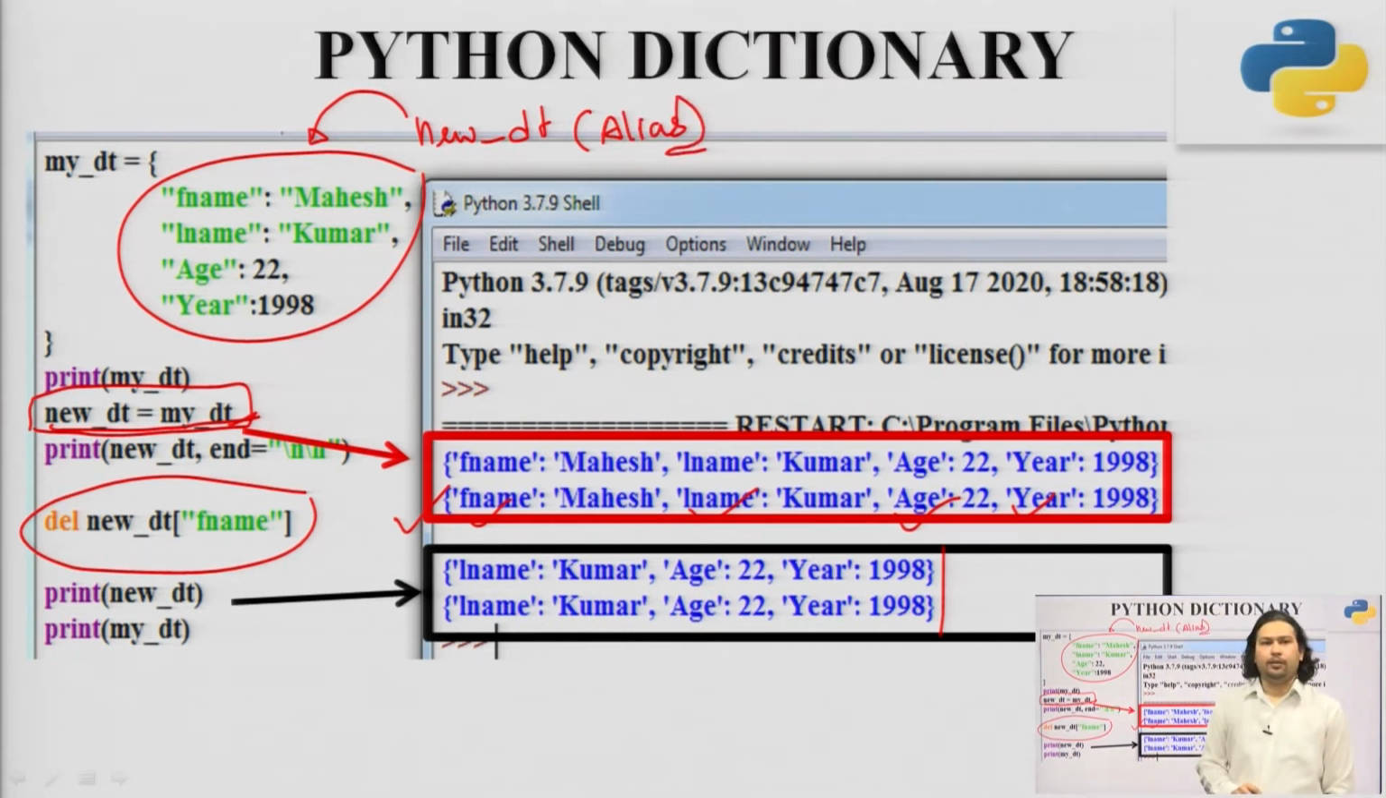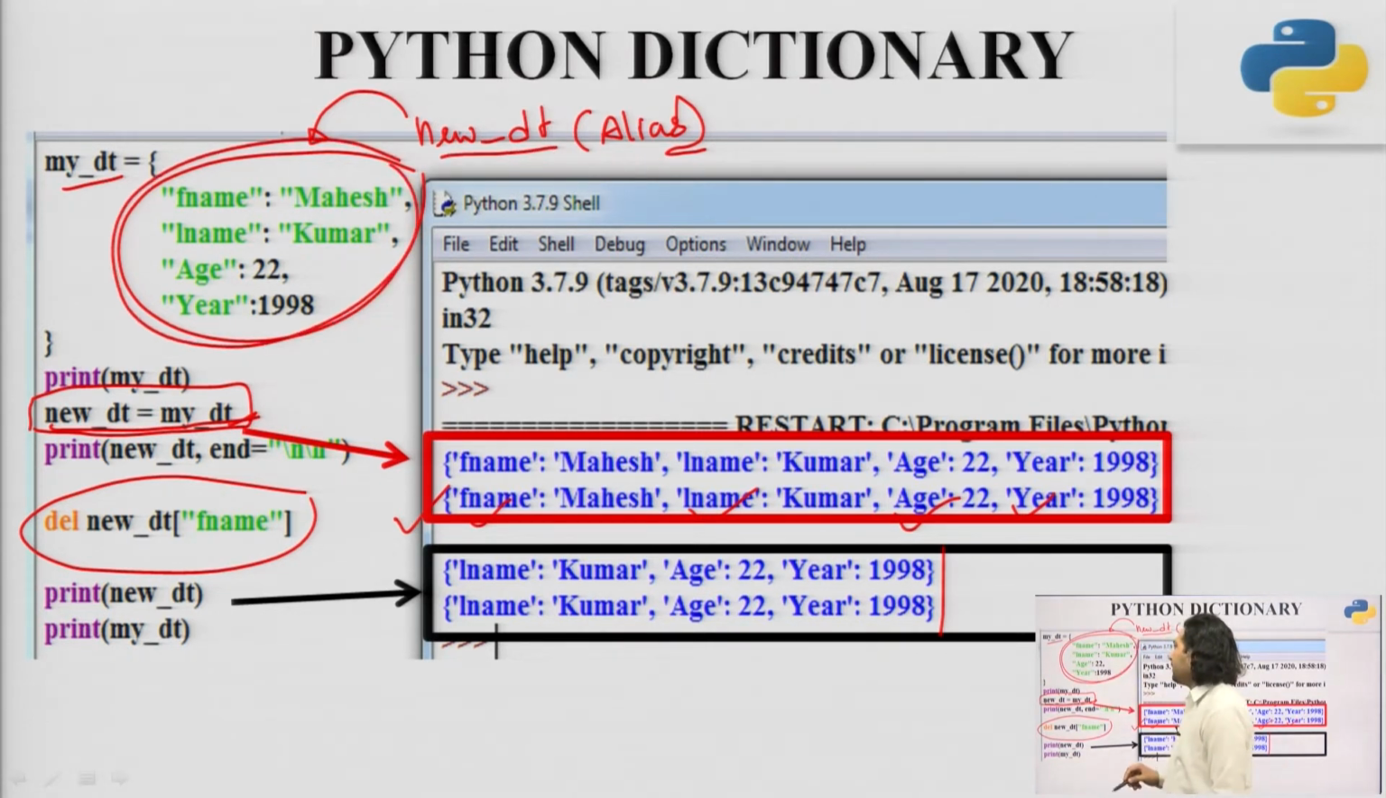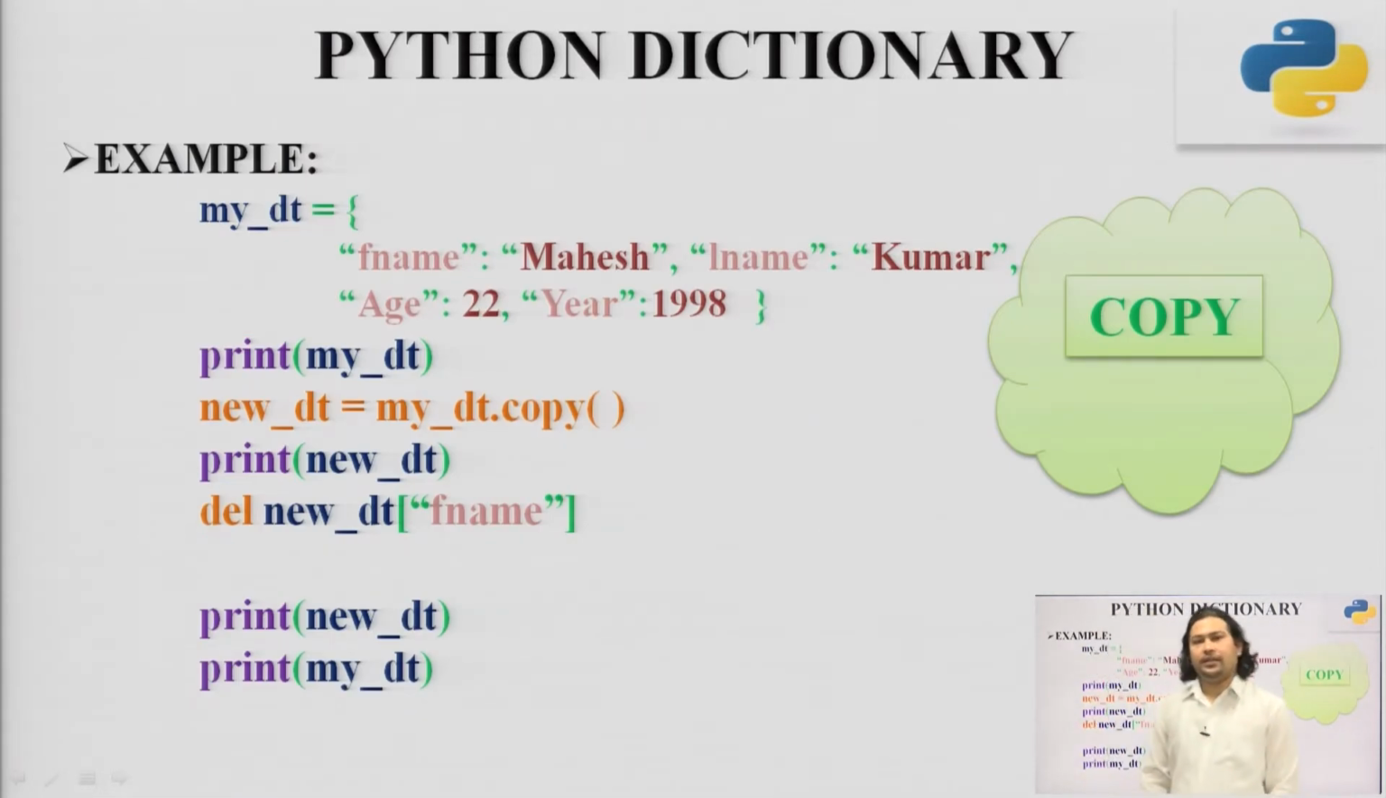It is just like a person with two names, let us say Mahesh or Patlu. Patlu and Mahesh are both the same person, it is just like that. myDT and newDT have a single data set. So whatever operation we perform on newDT will be reflected on myDT. Ultimately, what we are doing is just creating a number of alias names for the same data set. So how are we going to copy a data set, let us see.